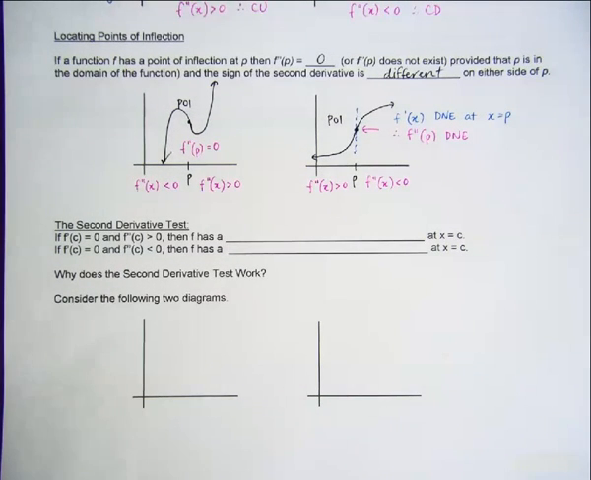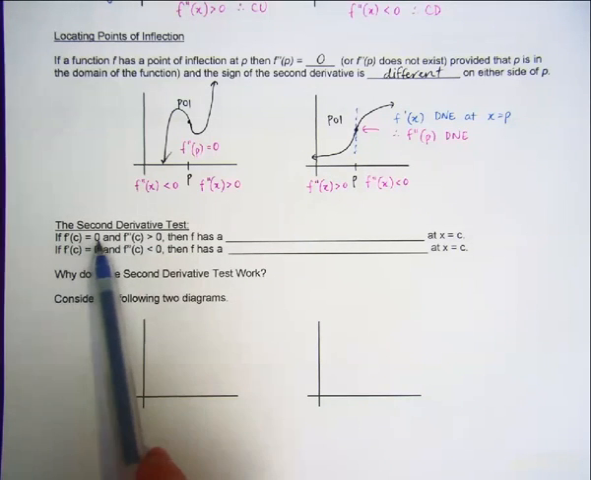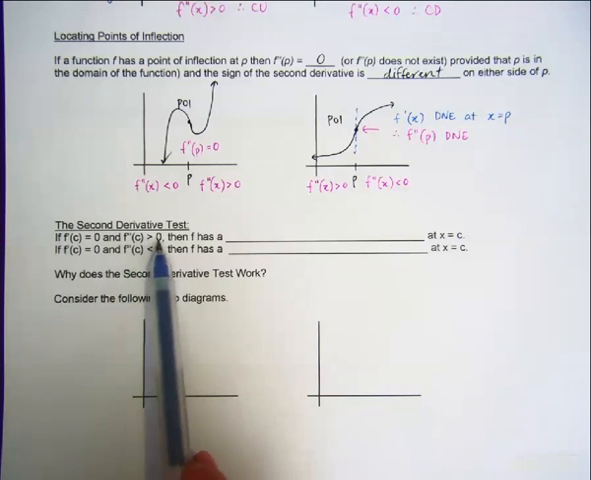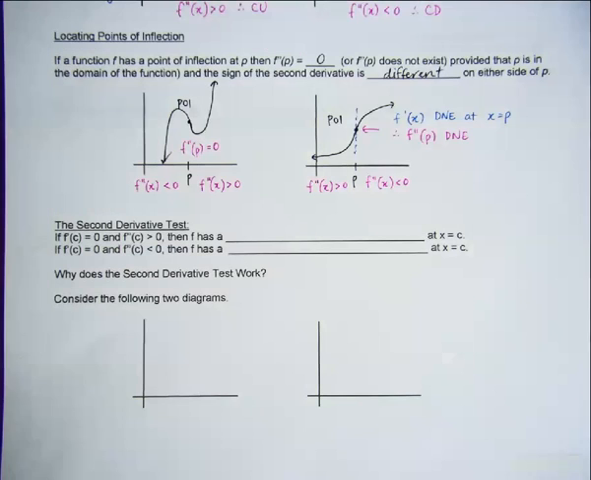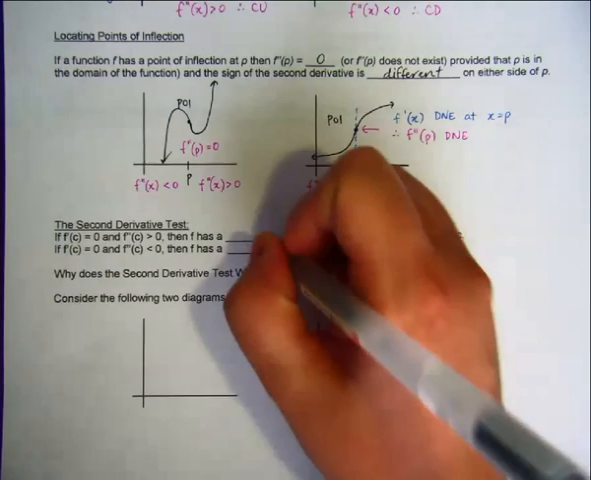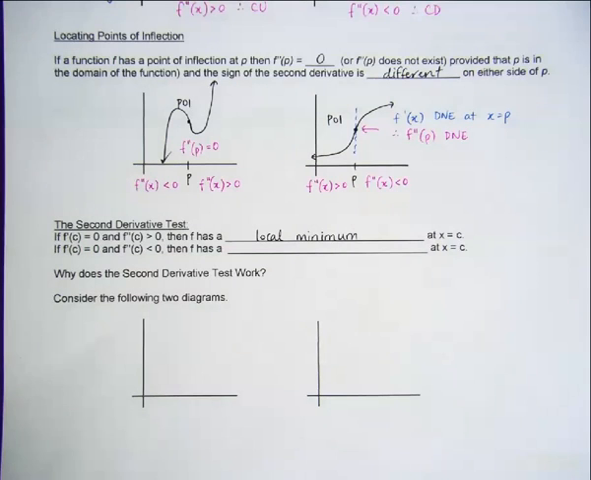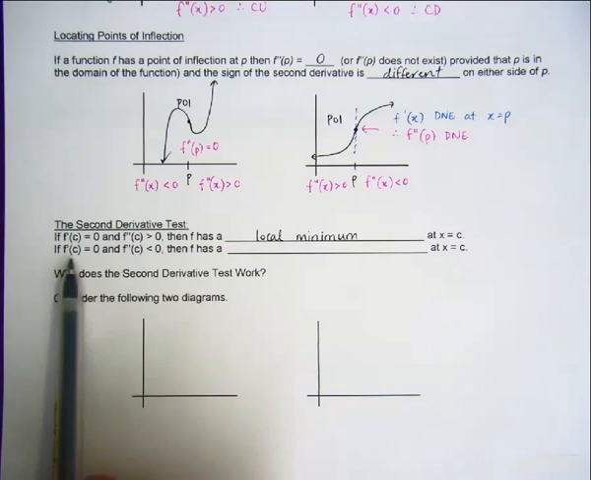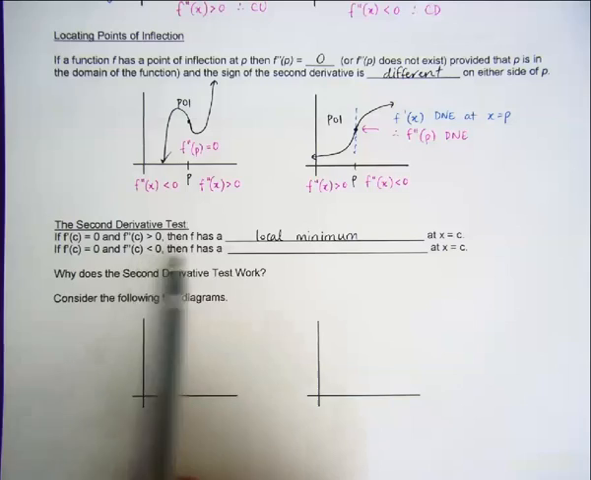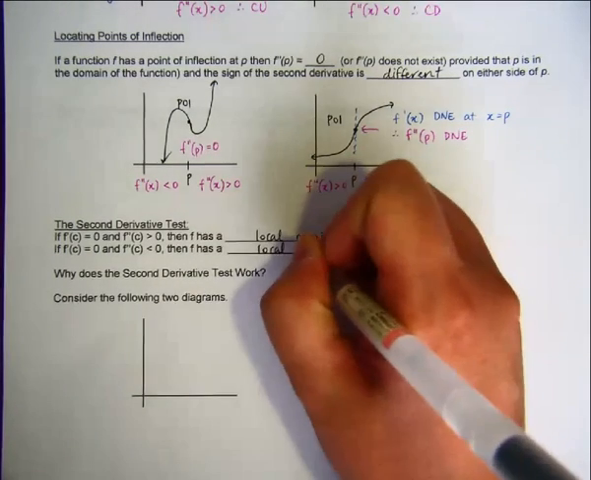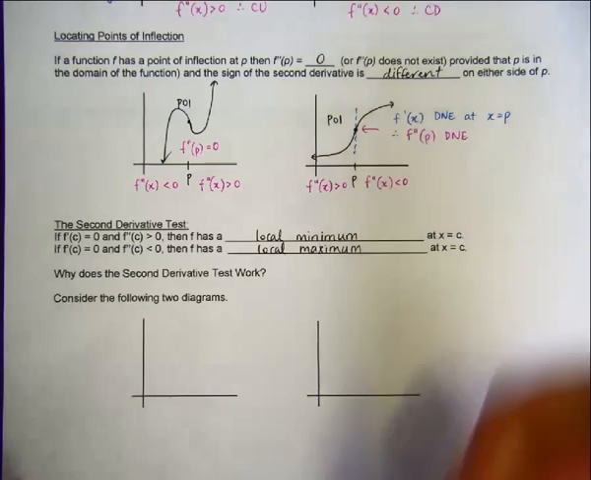So go back to your investigations on pages 1 and 2 and look at where the first derivative equals 0 and where the second derivative is positive. You should see that at such a point where the first derivative equals 0 but the second derivative is positive, we are going to have a local minimum at x equals c. And then if the first derivative is 0 and the second derivative is negative, then we're going to have a local maximum at x equals c.